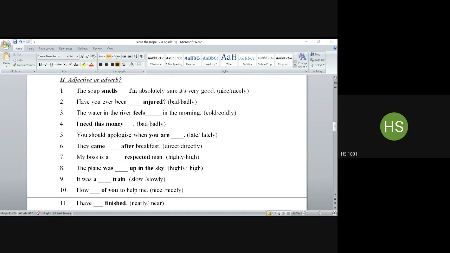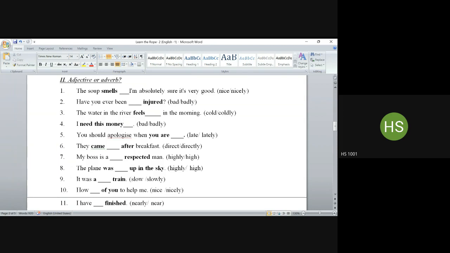Now, my boss is a dash respected man. Highly. Highly respected. Again, look at that -ed. Respected is what here? Adjective, right? So highly respected. Highly is your adverb modifying the adjective respected.